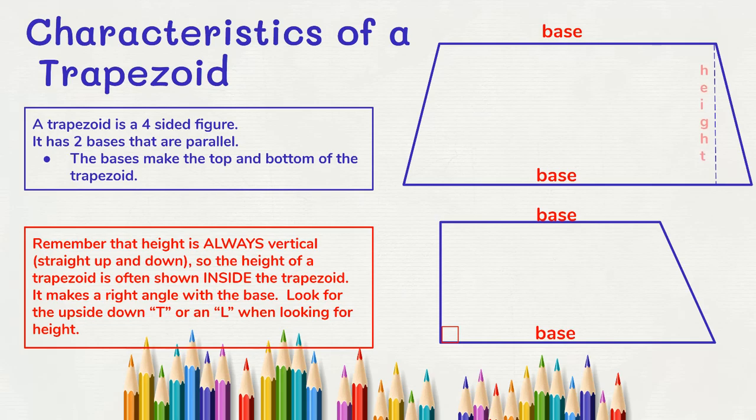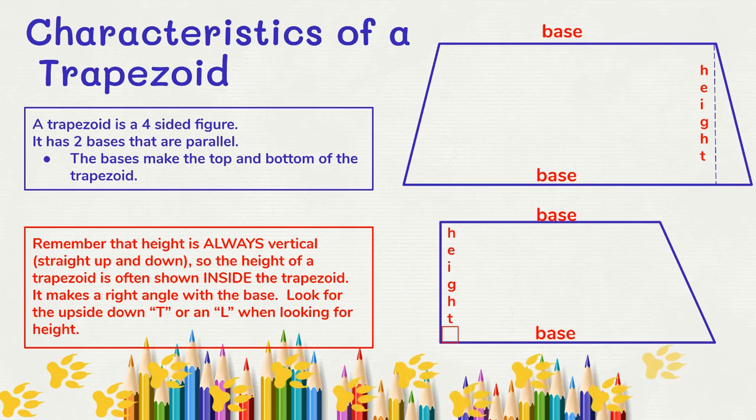If you look at the top one, your height is that dotted line that's drawn on the inside of the trapezoid. So you have it going straight up and down. On the bottom one, it's actually the line that's part of your trapezoid because you have a straight up and down line that makes a right angle with the base. So that is your height on that second one. All right, so that's the biggest thing you need to remember: our height is always going to be vertical. It's always going to be up and down. And it's always going to make that right angle.